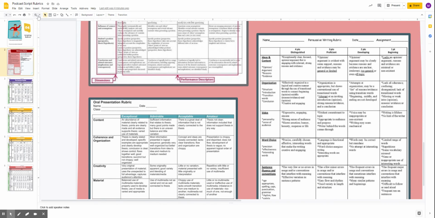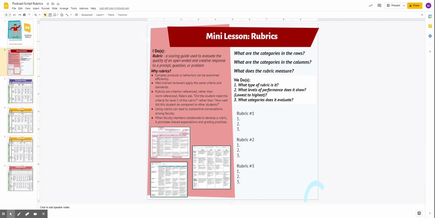So let's go to how we evaluate and understand a rubric. So first of all, what are the categories in rows? Remember, a row goes across and a column goes up and down. So what are the categories in the rows? Are we looking at performance levels, or are we looking at the different dimensions? What are the categories in the columns? Same thing. Are we looking at dimensions, or are we looking at performance levels?